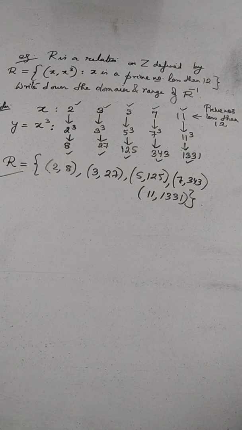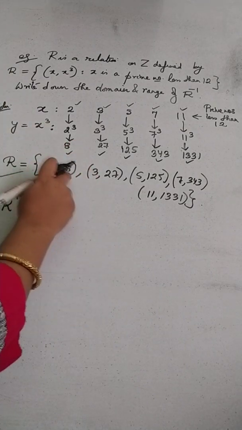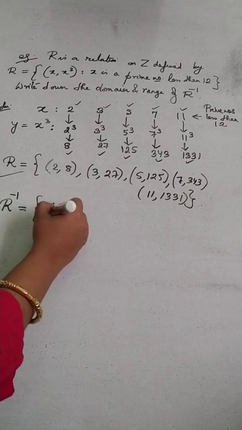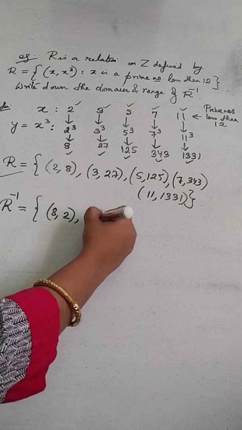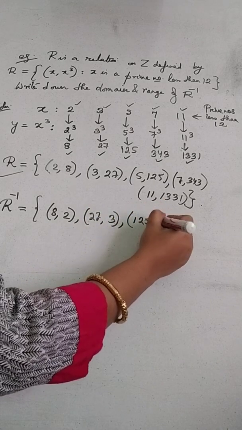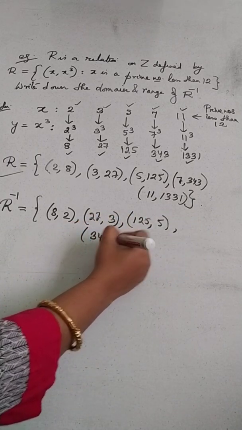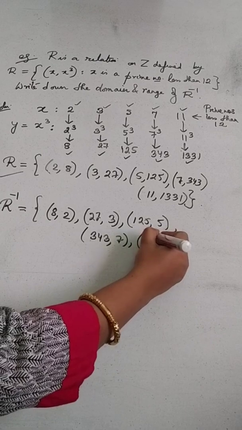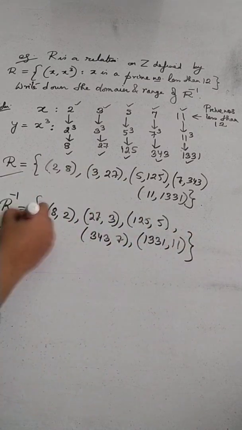So what is R inverse? In R inverse, the first components become the second components, and the second components become the first components. So (2, 8) is going to become (8, 2). (3, 27) becomes (27, 3). Next one becomes (125, 5). The next one becomes (343, 7). The next one becomes (1331, 11). So this is your R inverse.